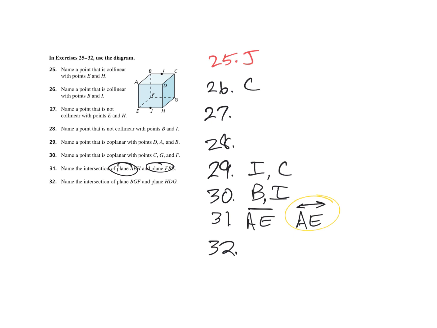All right, 32. Name the intersection of plane BGF. Let's erase this stuff so we can see it. So here's B, F, and G. And then you have H, D, G. H, D, and G would be the right side of the box. So you have the back of the box and the right side of the box. Their intersection, again, is going to be this line CG. So again, the proper way, since we're talking about planes, is going to be the line CG. Okay, let's go to the next one.